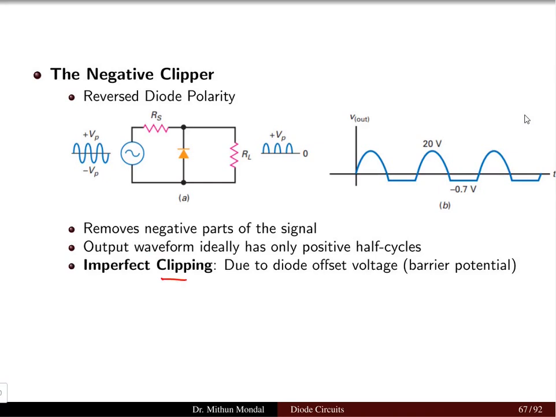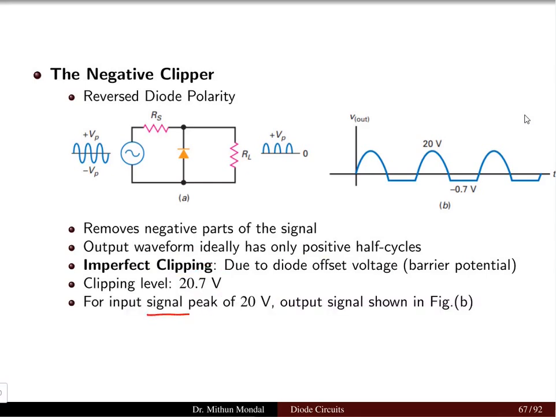If the clipping is imperfect, this may be due to the diode offset voltage, which is the barrier potential. If you have the diode offset voltage, then the clipping will be imperfect. So the clipping level in this case can be 20.7 volt, taking this as an example. If the input signal is 20 volt, the output signal will be shown as given here. There is no negative peak, only the positive cycles are passing.